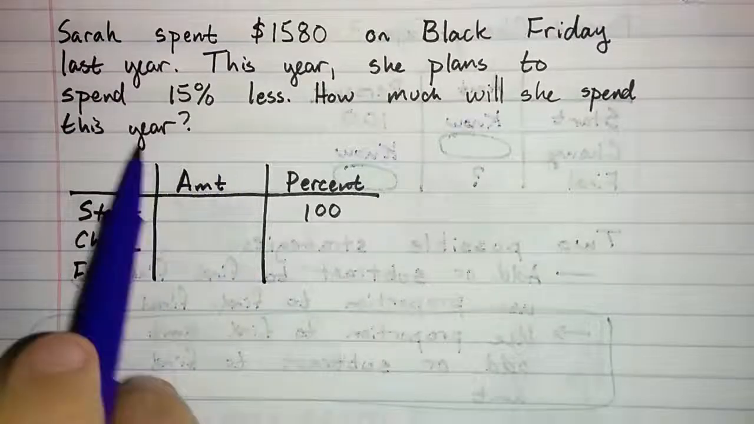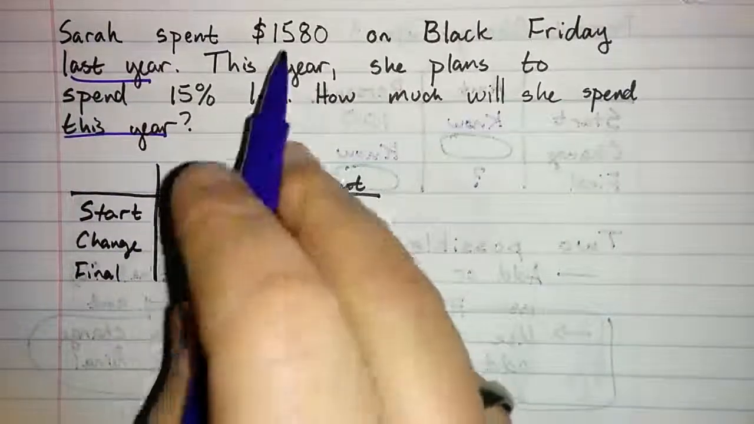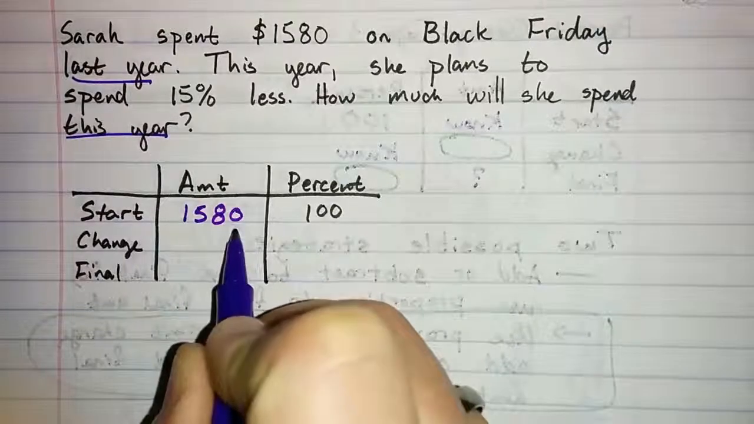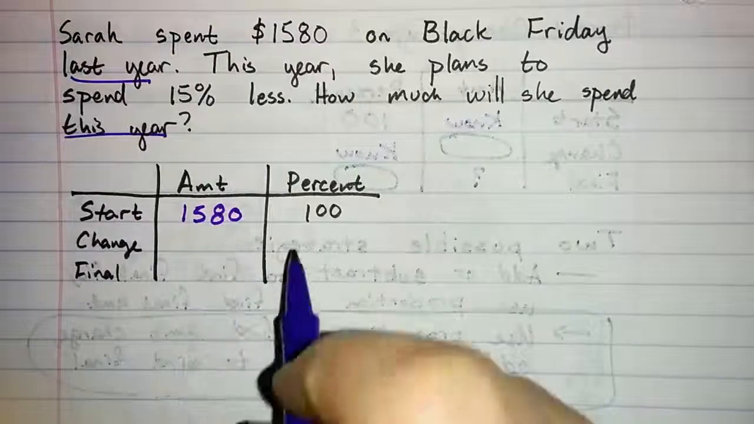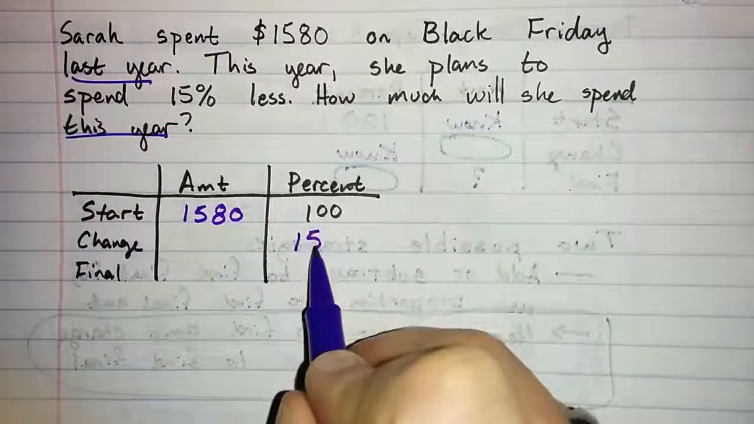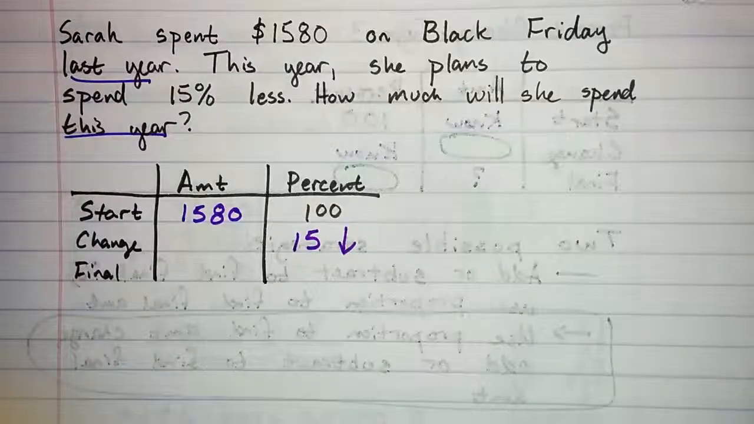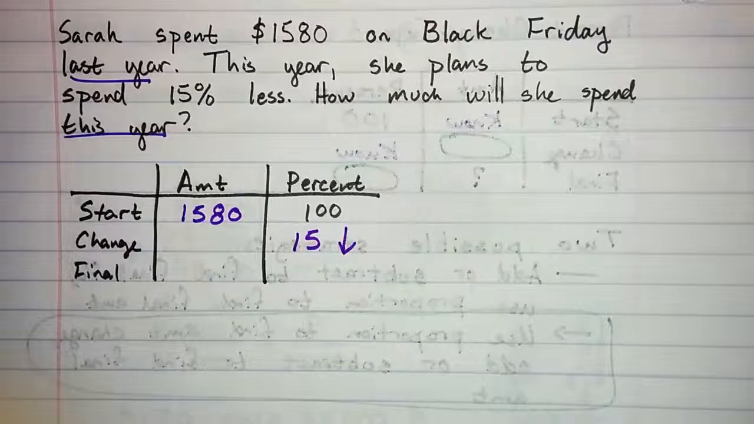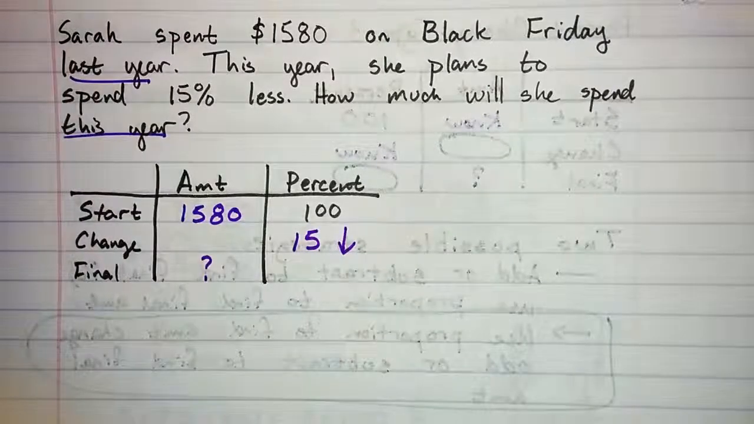So we're going from last year to this year. So our starting amount was $1,580. This year she plans to spend 15% less. So that's 15%, and it's a decrease. And we want to know how much will she spend this year. So we want to know this year's total.